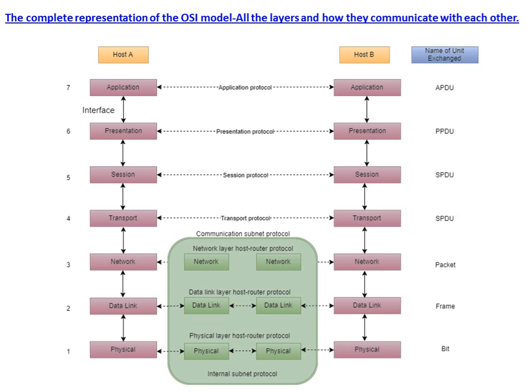This is the complete representation of the OSI model. In this, all the layers and how they communicate with each other within a particular protocol, and in the layer and protocol, which unit is exchanged. These are the 7 layers of host A and also the 7 layers of host B, with protocols in between. Network, data link, and physical are the communication subnet protocols, meaning your host to router protocol. Physical to application, application to physical. This is the complete representation of the OSI model, all the layers and how they communicate with each other.